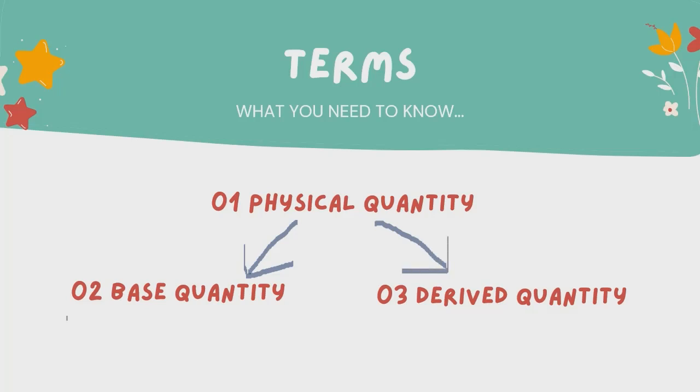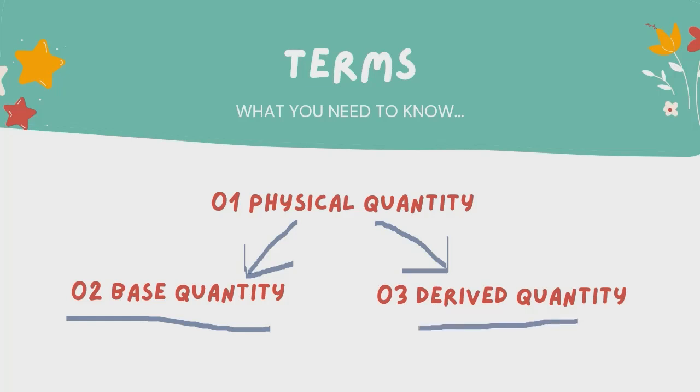Okay, the first one is base quantity. Okay, basic quantity. It means that it is in the most basic form. You cannot derive it anymore, meaning you cannot expand, it doesn't have any formula and so on. Okay, so it is in the most basic form. There are only seven basic quantities.